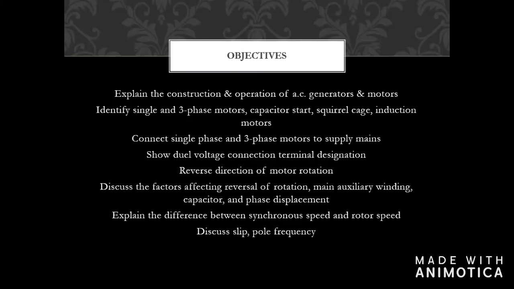Generators and motors: identifies single and three-phase motors, capacitor start, squirrel cage induction motors, connection of single-phase and three-phase motors to the supply mains, reverse directional, okay, in the reverse direction of motor rotation, discuss the factors affecting reversal of rotation, main and auxiliary winding, capacitor and phase displacement, explain the difference between synchronous speed, rotor speed, slip, pole, and frequency.